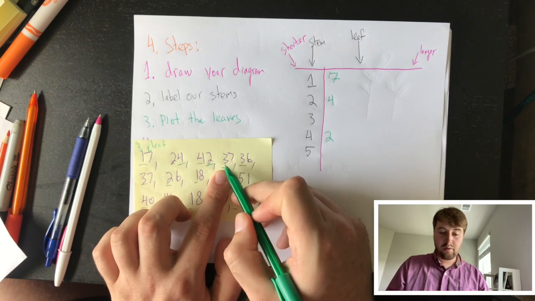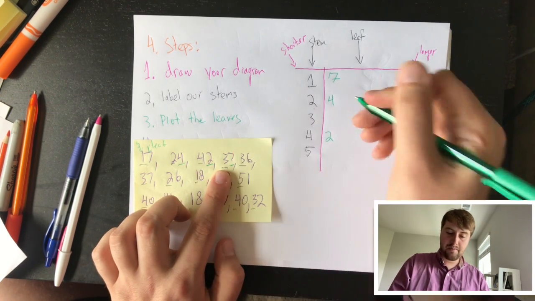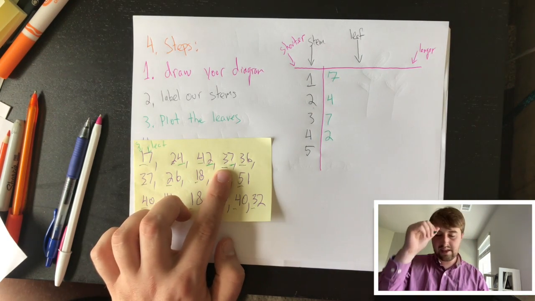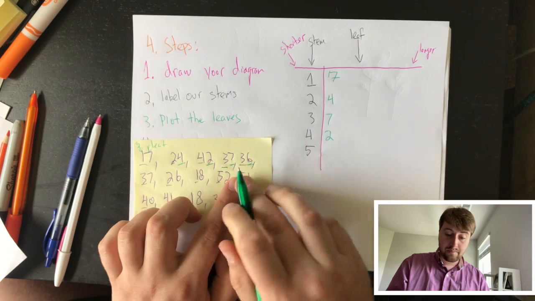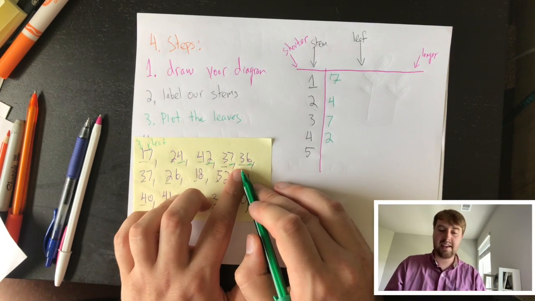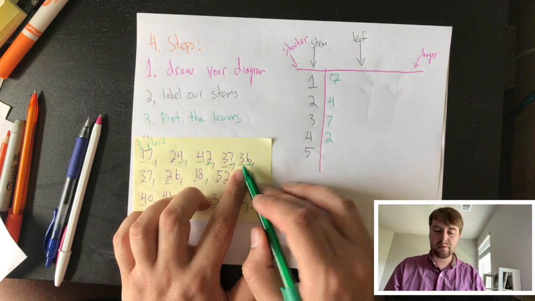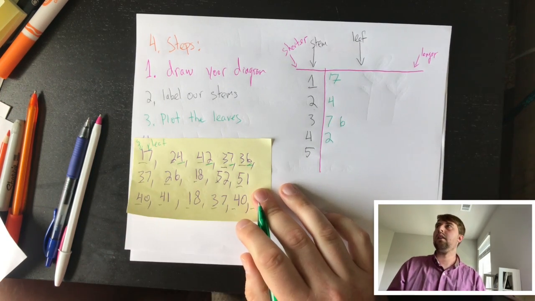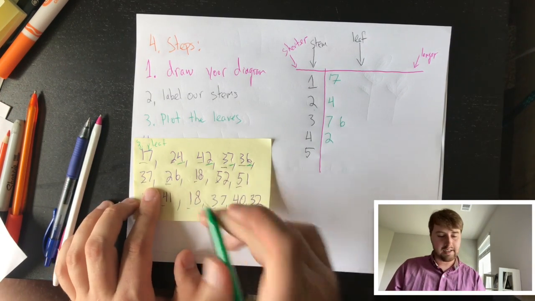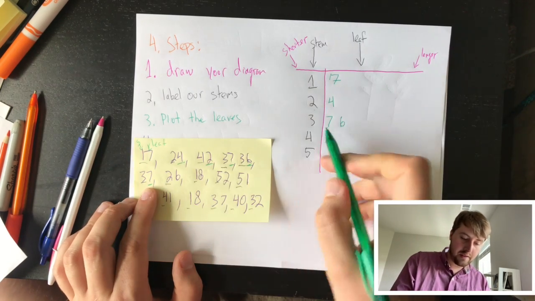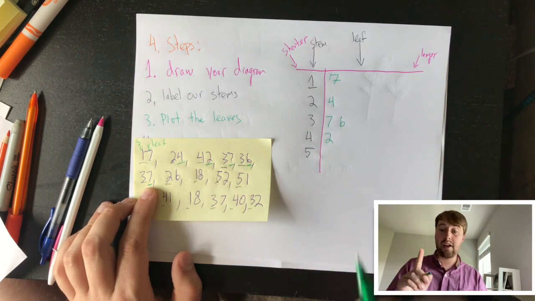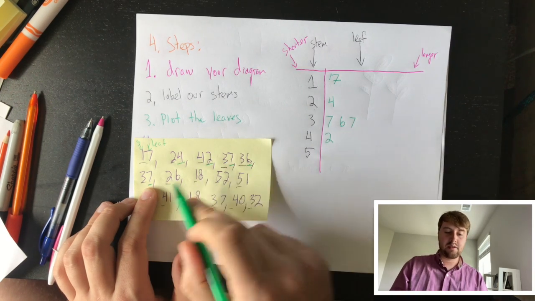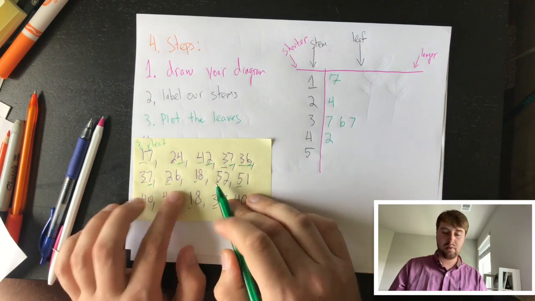Our fourth one is 37, our stem is a 3, our leaf is a 7. So I go to the 3 for our stem and put a 7 there for our leaf. Now this is our first number that has the same stem. So what we're going to do is go to the 3 and put a 6 right next to the 7. Oh look, another 3, another 7. We need to have one leaf for every data point we have. So because there are two 37s, we're going to end up with two 7s here.